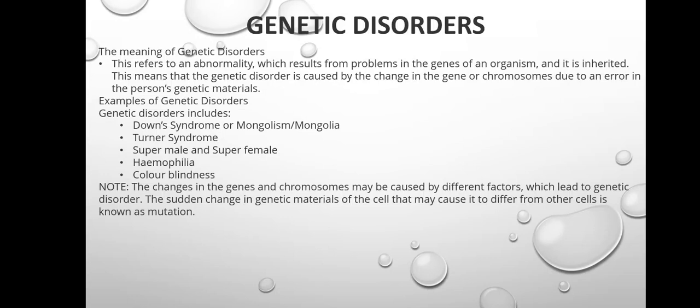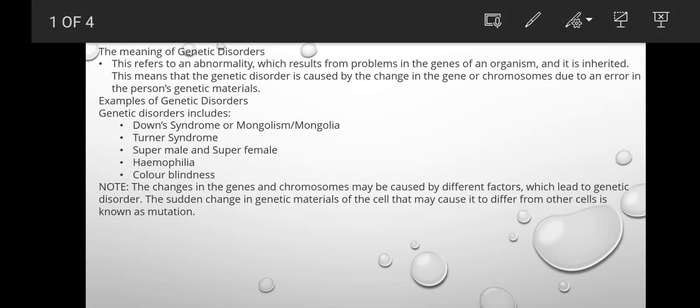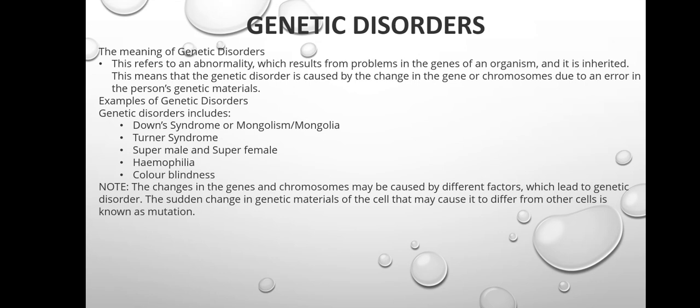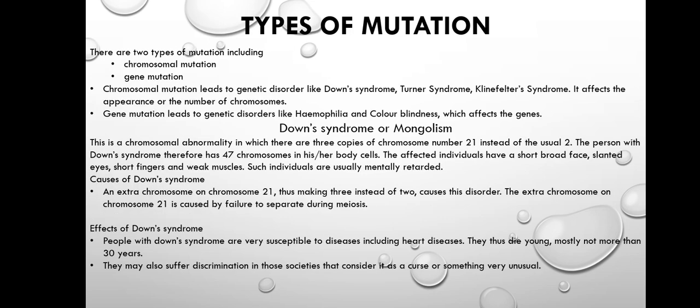The changes in the genes and chromosomes may be caused by different factors which lead to a genetic disorder. The sudden change in the genetic material of a cell that may cause it to differ from other cells is what we call mutation. Let's see the types of mutations. There are two types of mutations: the first one is the chromosome mutation, and the second one is the gene mutation.